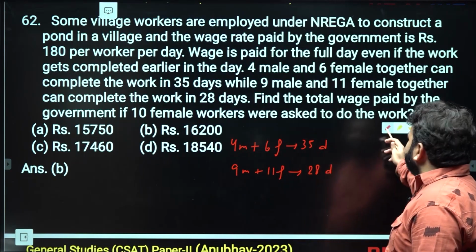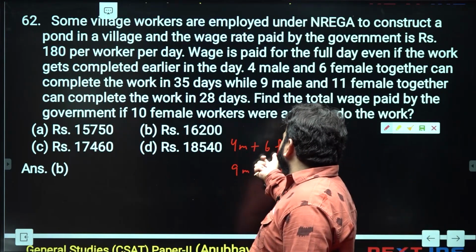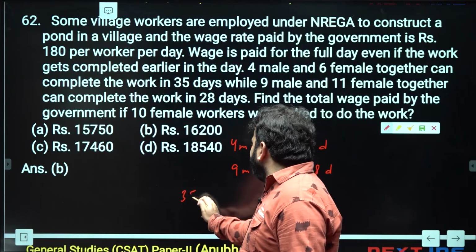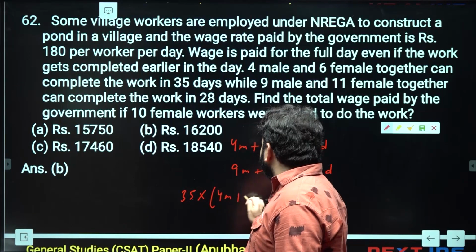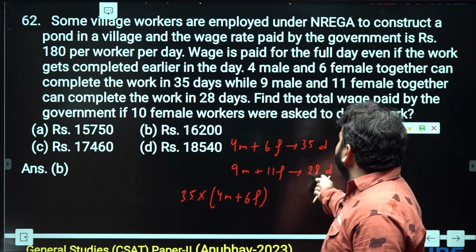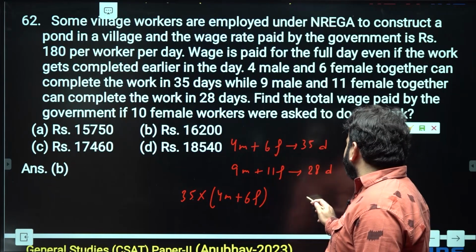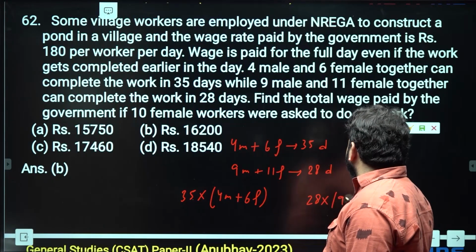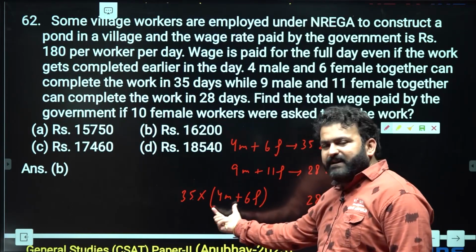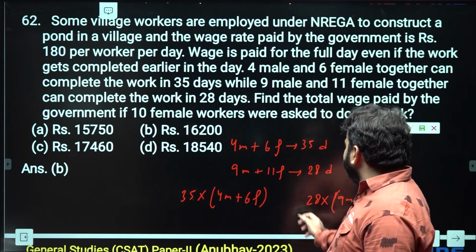अब देखो अब इस केस में ना this question is a little bit lengthy. I will give you the hint. 4 male plus 6 female can complete the work in 35 days ना. तो 1 day में complete करना होगा तो how many male and female? 35 into 4 male plus 6 female. And 9 male plus 11 female can complete it in 28 days. So you have to complete in 1 day. So कितना? 28 into 9 male plus 11 female. These many male and female can complete the work in 1 day. These can also complete the work in 1 day. So equate कर दो.